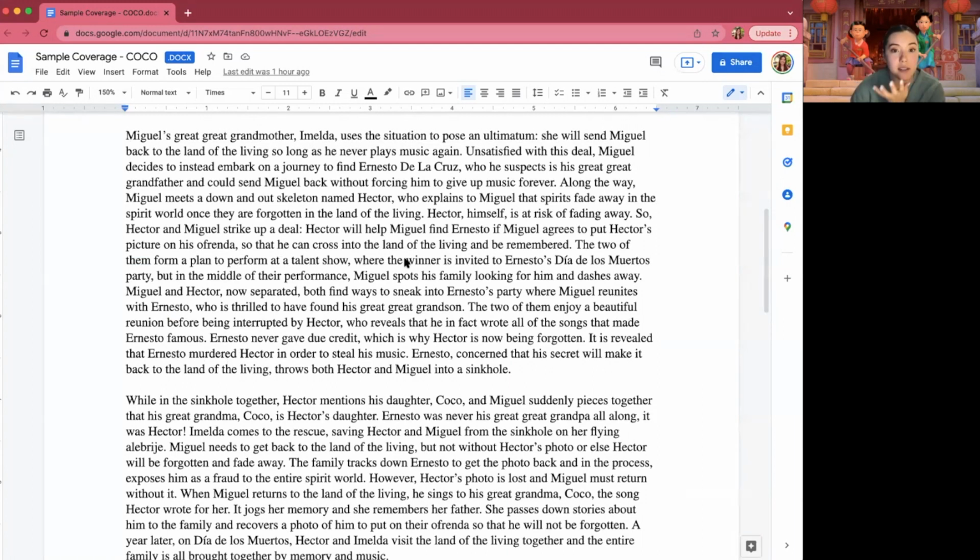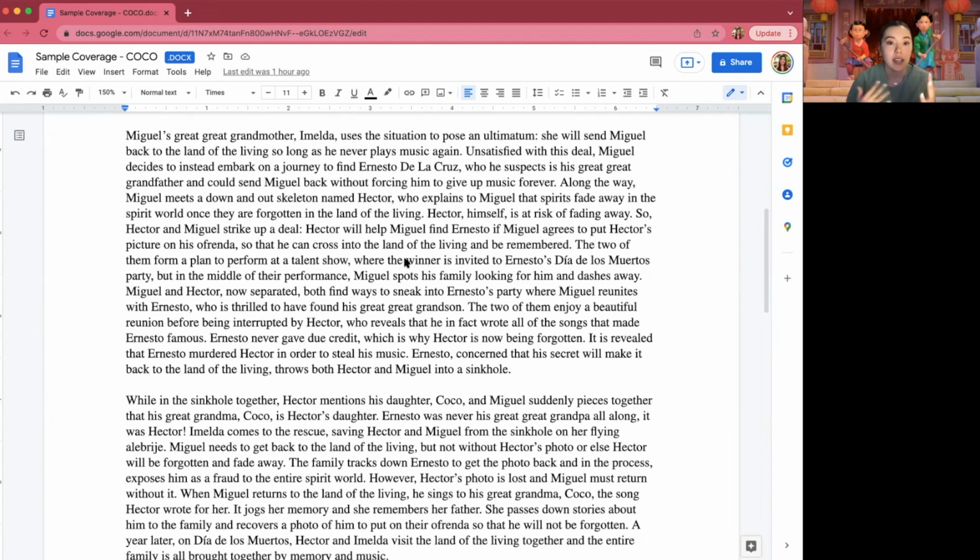Then, okay, let's move on to the second paragraph, which is Act 2. Miguel's great great grandma Imelda uses the situation to pose an ultimatum. She will send Miguel back to the land of the living so long as he never plays music again. So immediately in this first sentence, it's setting up the main conflict of the story, what he needs to resolve to achieve his goal. Unsatisfied with this deal, Miguel decides to instead embark on a journey to find Ernesto de la Cruz, who he suspects may be his great-great-grandfather, and could send Miguel back without forcing him to give up music forever. So conflict, then his goal for this act is to find Ernesto de la Cruz, right?